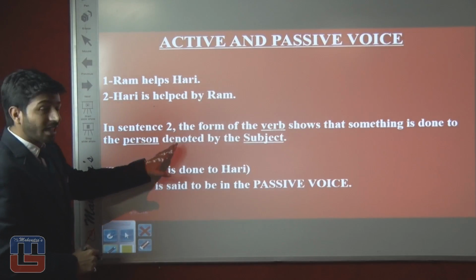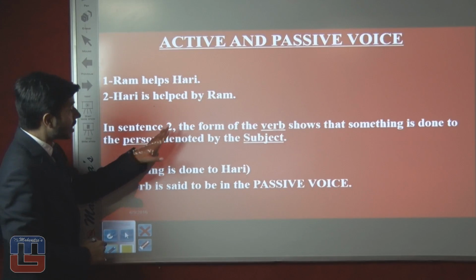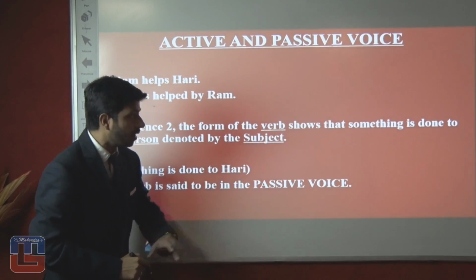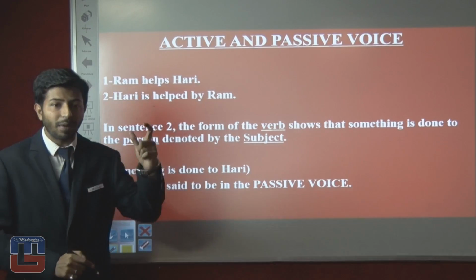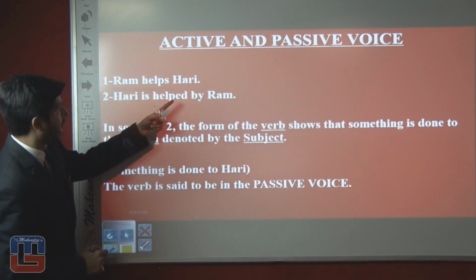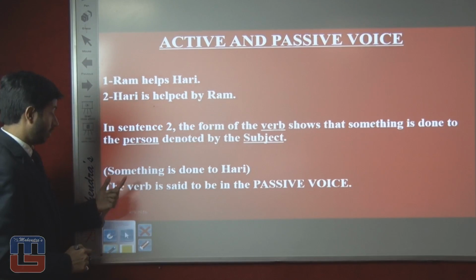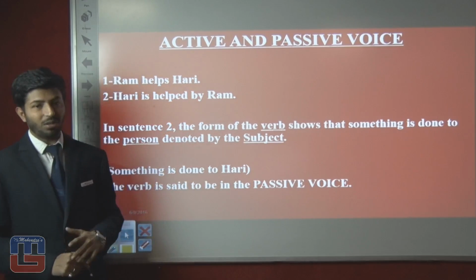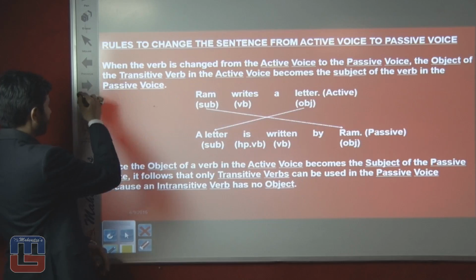Next, in sentence 2, the form of the verb shows that something is done to the person denoted by the subject. Something is done to Hari. Hari is helped by Ram. Something is done to Hari. So the verb is said to be in the passive form. So this is the meaning of active and passive voice.